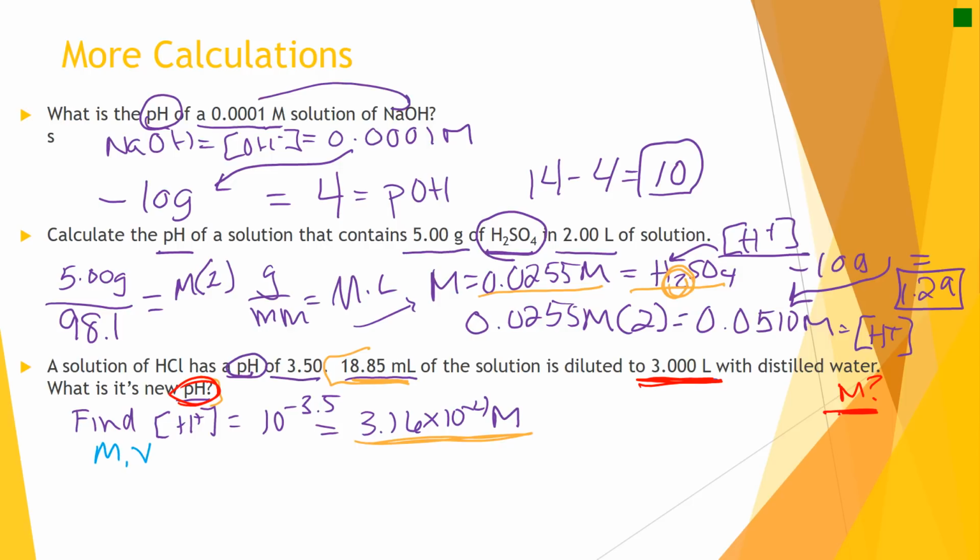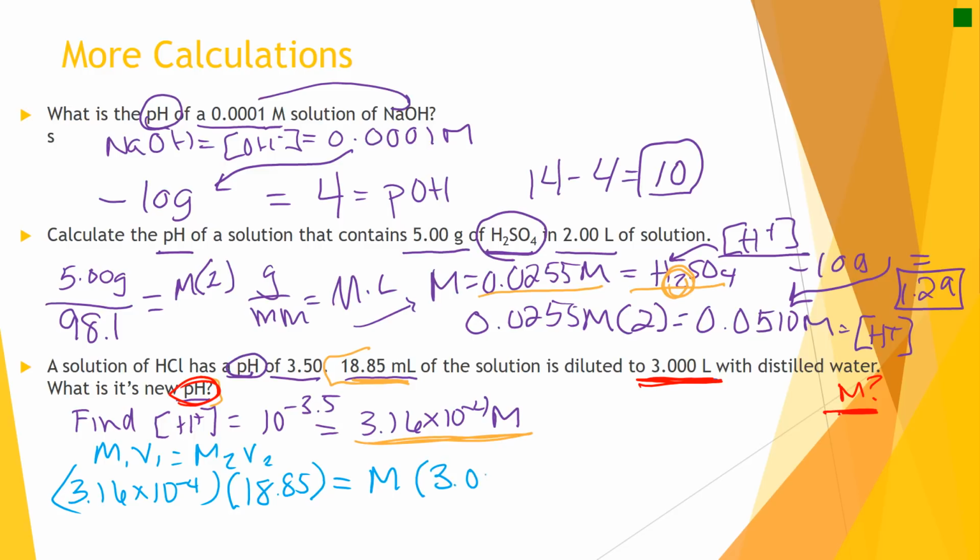diluted it. So I'm going to use that M1V1 equals M2V2 formula, which is the same formula from that making solutions unit. And so we're going to take my molarity, which is 3.16 times 10 to the negative 4th. That was my original. I used 18.85 milliliters of that. Now that is going to equal my new molarity that I need to solve for, and I made it 3 liters. Okay, so my new molarity is equal to 1.99 times 10 to the negative 6th molar.